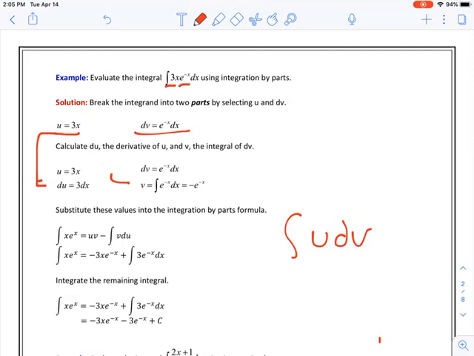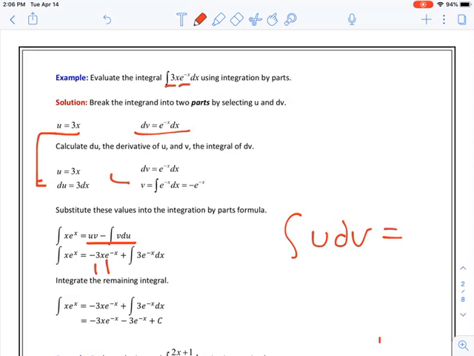So now that we have all of the components of our formula, all we have to do is put them all together. So we want the formula uv minus the integral of v du. That's what this is equal to. The integral of u dv equals uv minus the integral of v du. So u is 3x, and then the v was negative e to the negative x, and so we just put the negative out in front.